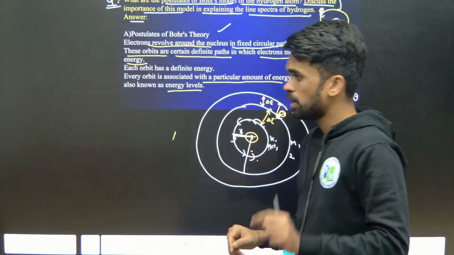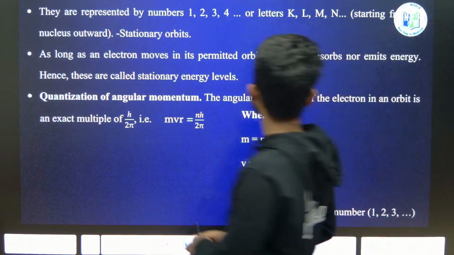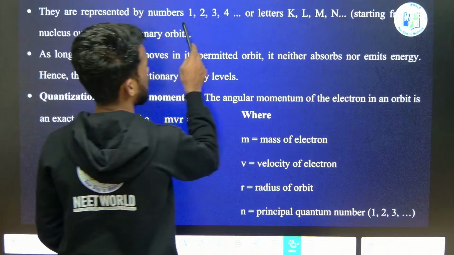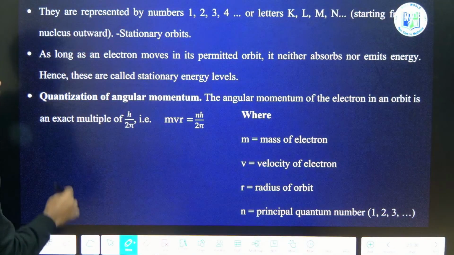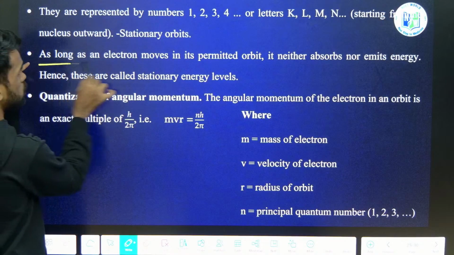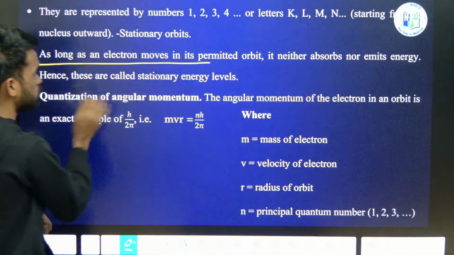That's it. Hope the discussion is clear up to here. Then next, what I told you, they are indicated with K, L, M, N, or 1, 2, 3, 4, which we discussed already. So as long as the electron is moving in the permitted paths, it will not emit energy or absorb energy.